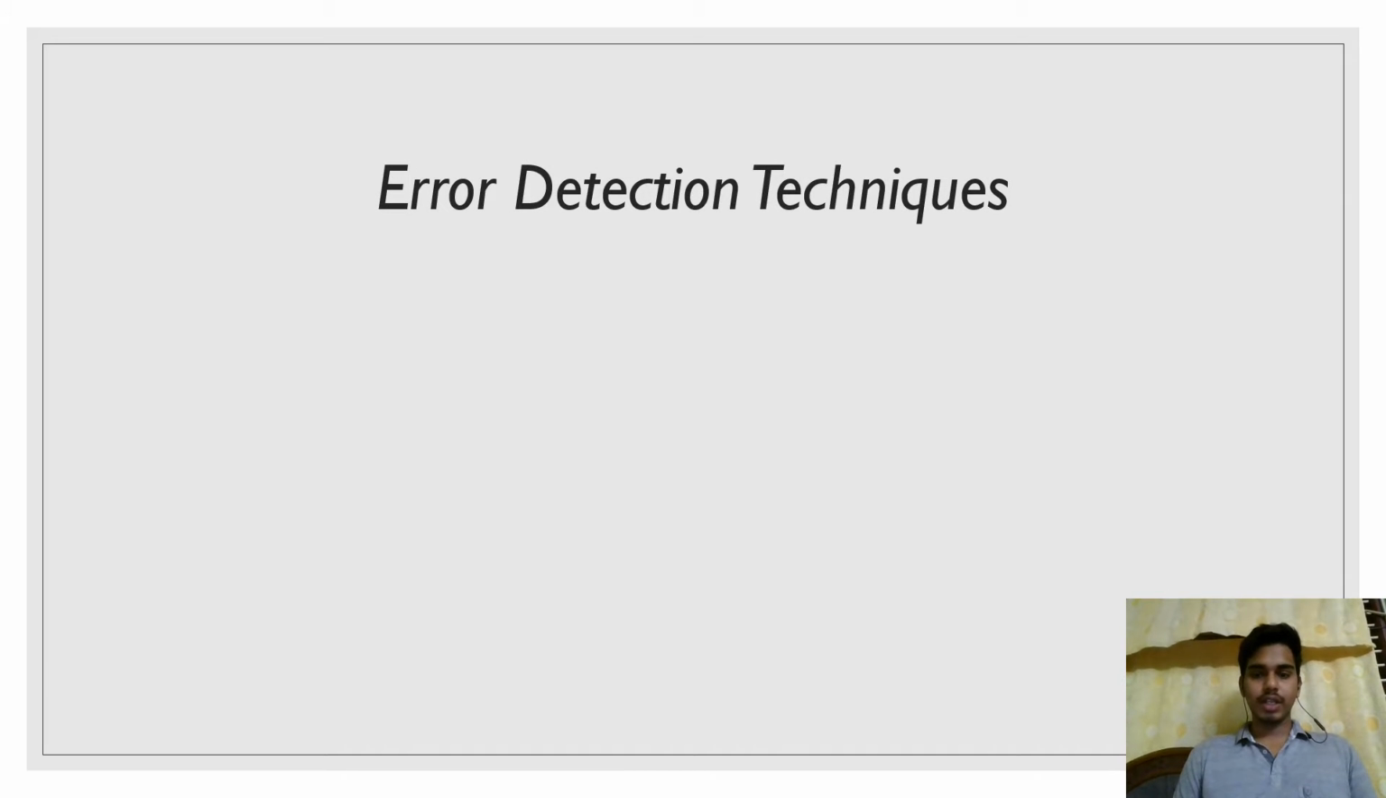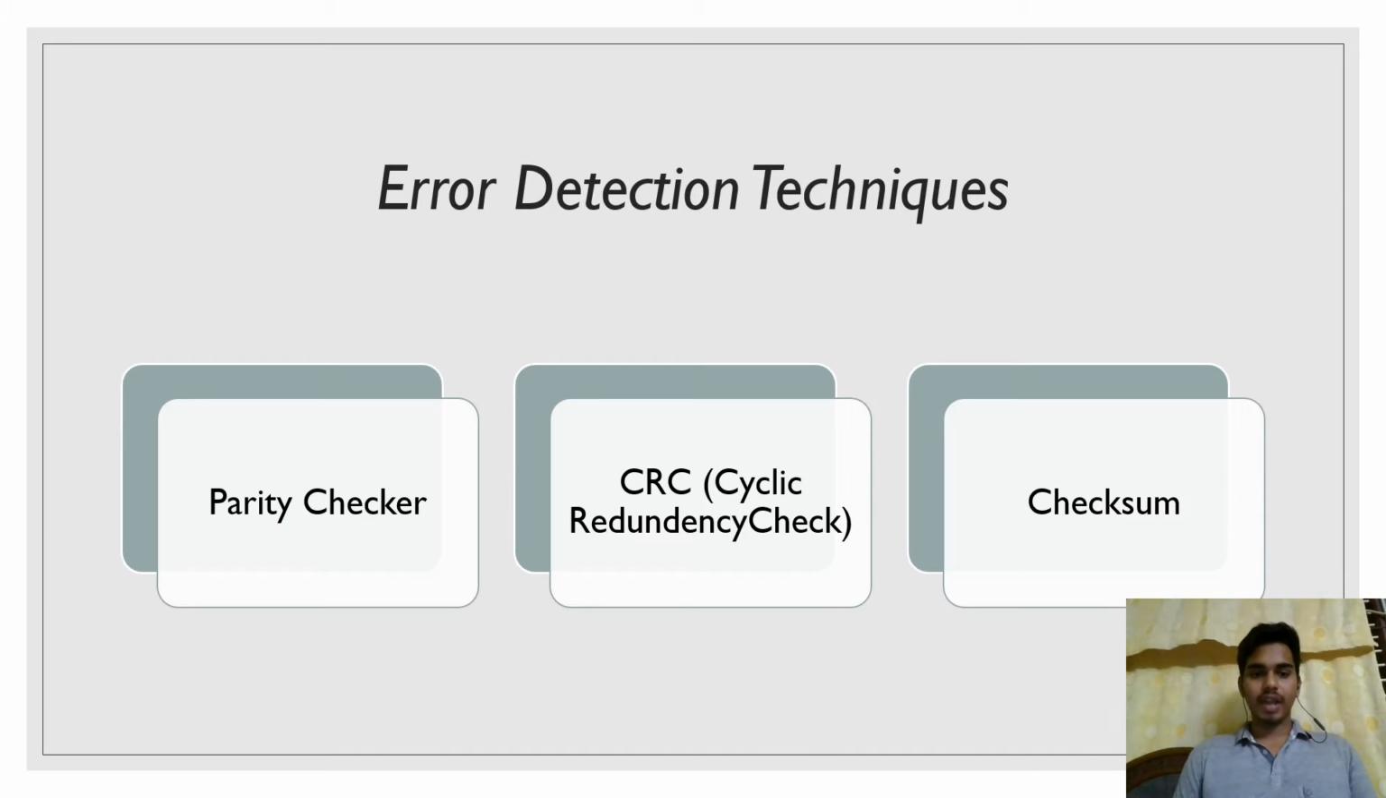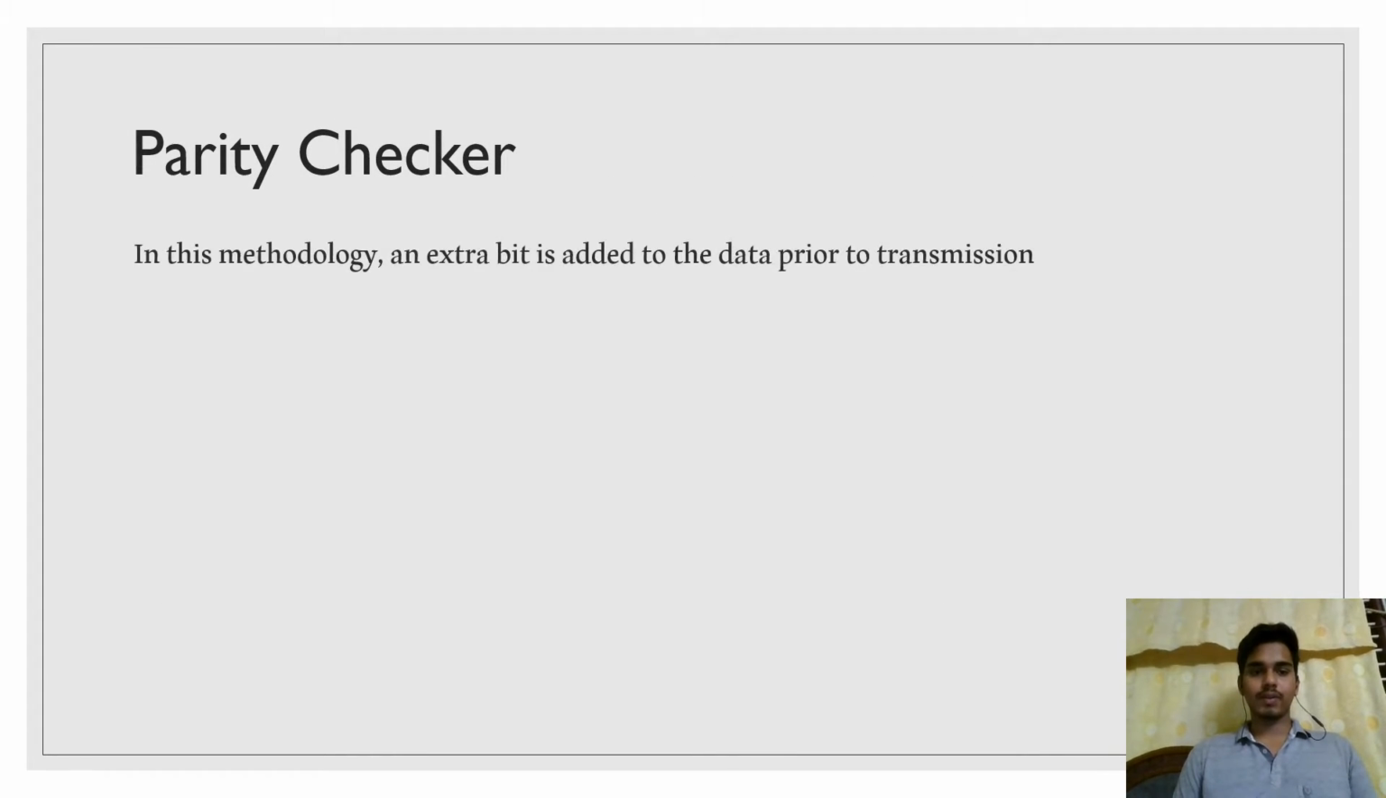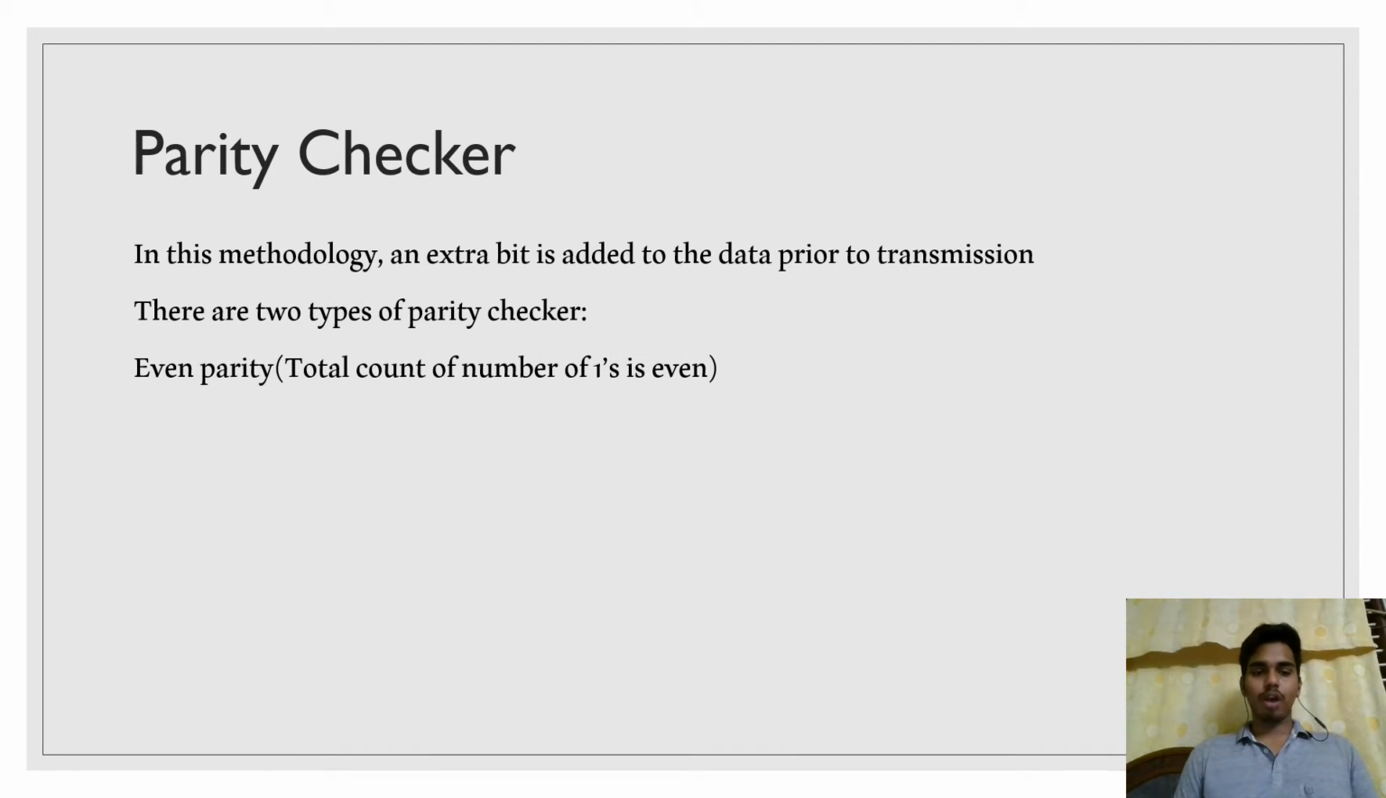So error detection techniques are of three types: parity checker, cyclic redundancy check, and checksum. So let's see parity checker. In this methodology, an extra bit is added to the data prior to the transmission. There are two types of parity checkers: even parity and odd parity.